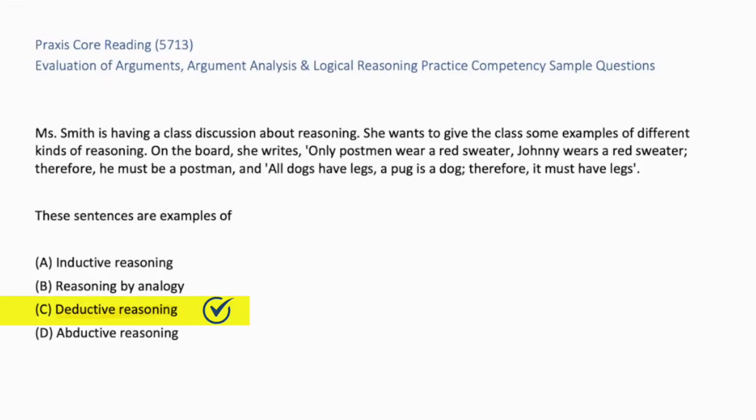The correct answer is C. Deductive reasoning is a form of reasoning that starts with a general idea and moves to a specific conclusion. The two sentences started with a broad idea and then became more specific.